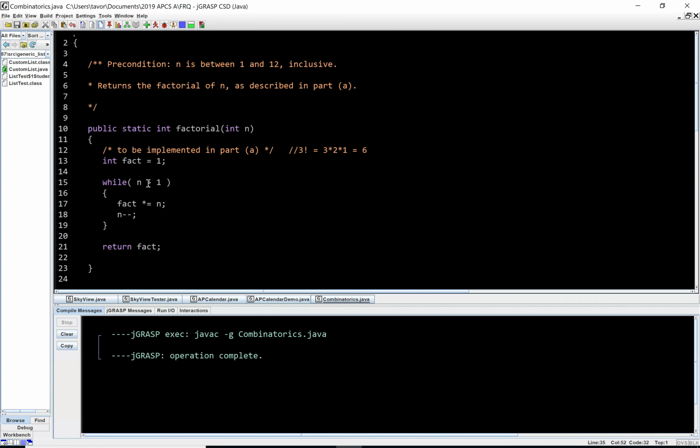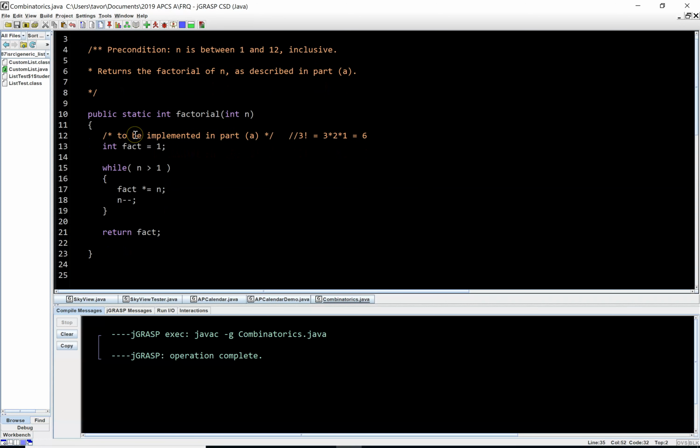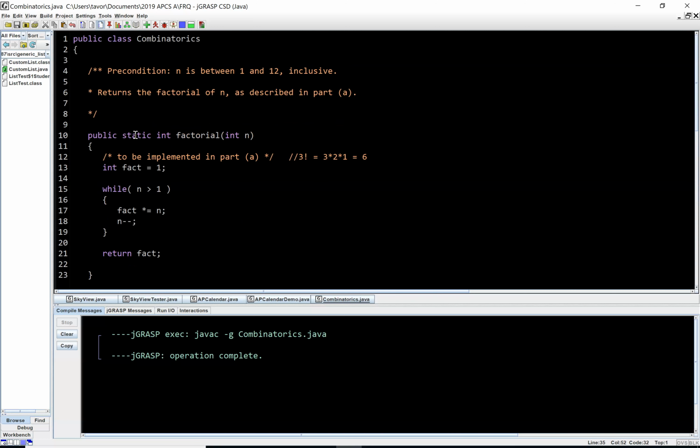Actually, as a matter of fact, we have the same scenario that we did with AP calendar, which is that the factorial method is declared as a static method, which is convenient for us because we don't have to set up a separate combinatorics tester class, if you will, with the main method within. We can actually code our main method in this class.